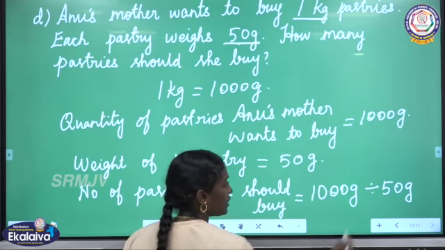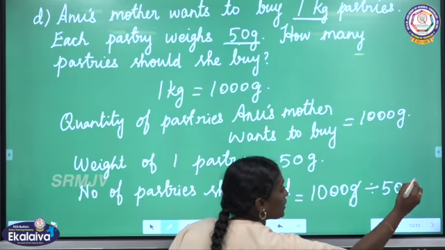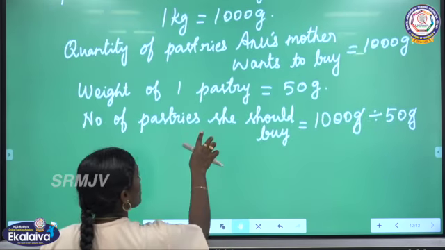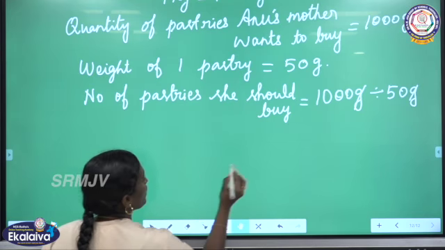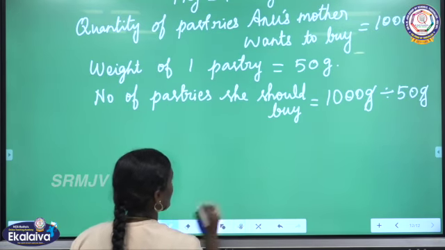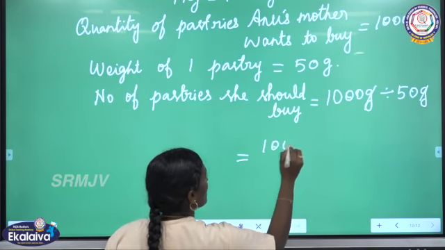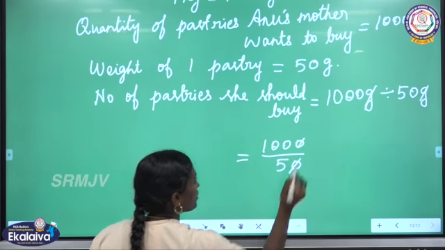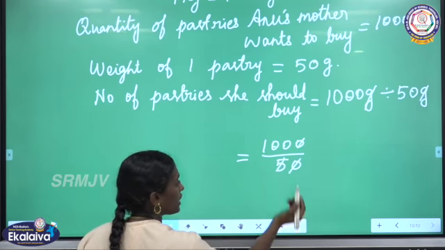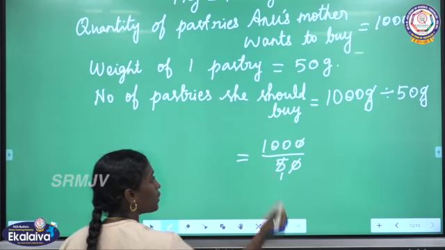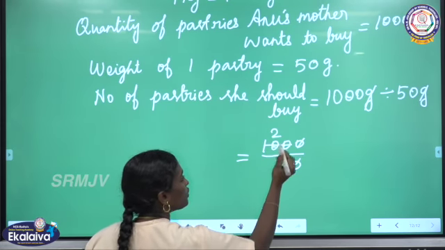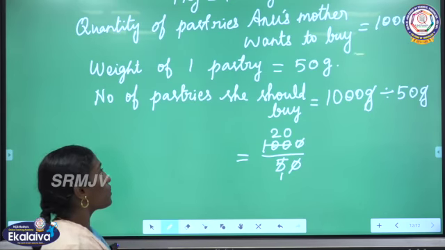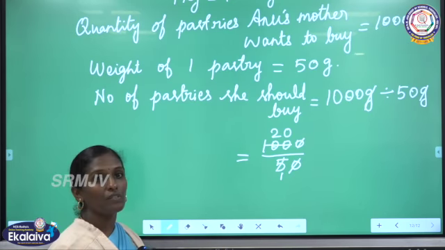So 1000 gram divided by 50 grams. Here gram will be cancelled. Now we have to divide 1000 by 50. Okay. 1000 divided by 50. We can reduce by 10. In 5 table we can reduce the numbers. In 5 table 1 time, in 5 table 2 times 10. Here for this 0 we have to put 1 0. So the number of pastries she should buy is equal to 20.